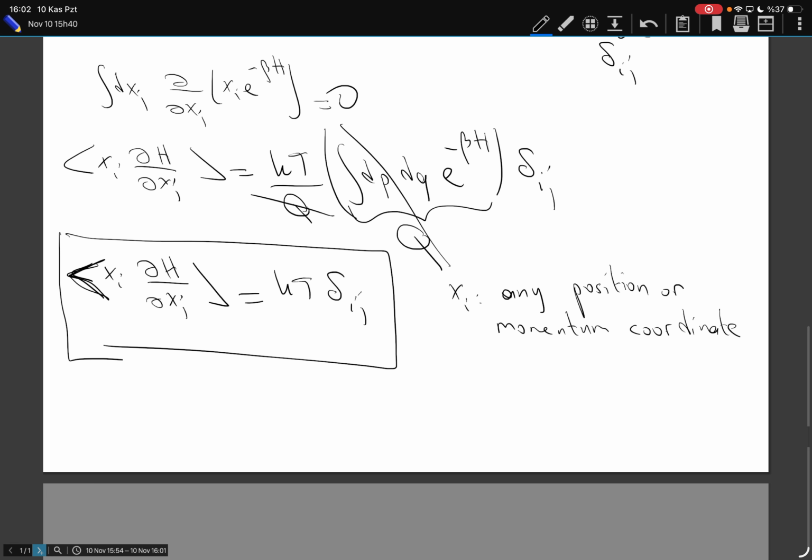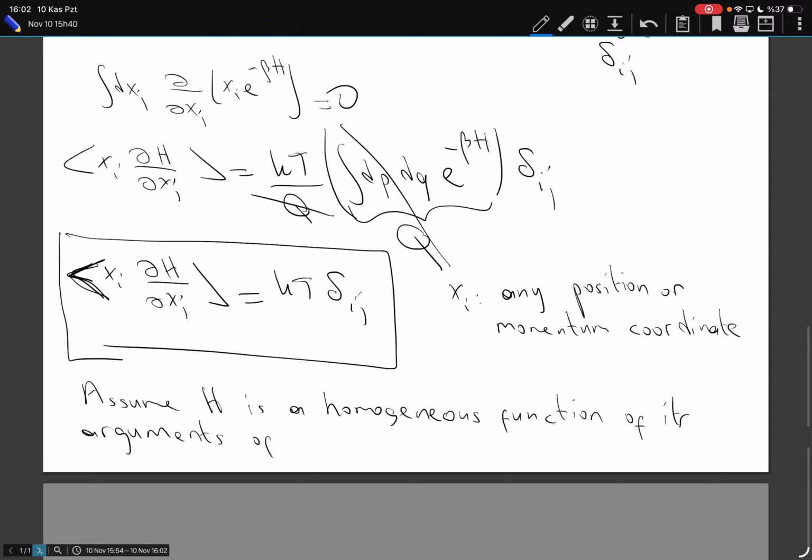Now, let's look at a particular case. Let me just say the terminology. Assume H is a homogeneous function of its arguments of degree 2. Is this terminology familiar from mathematical methods? Is this terminology familiar to you?